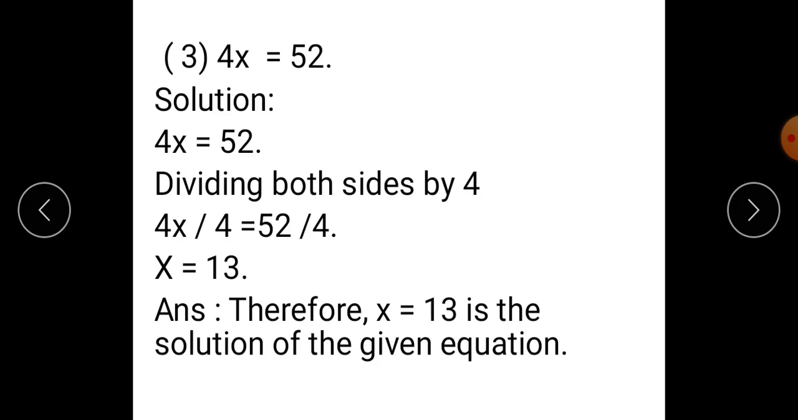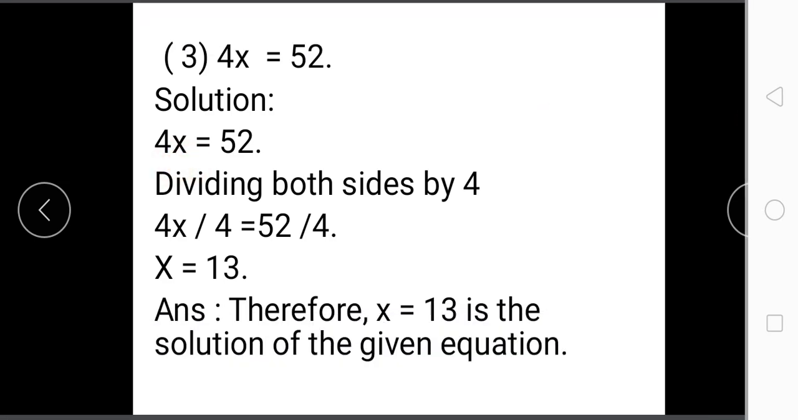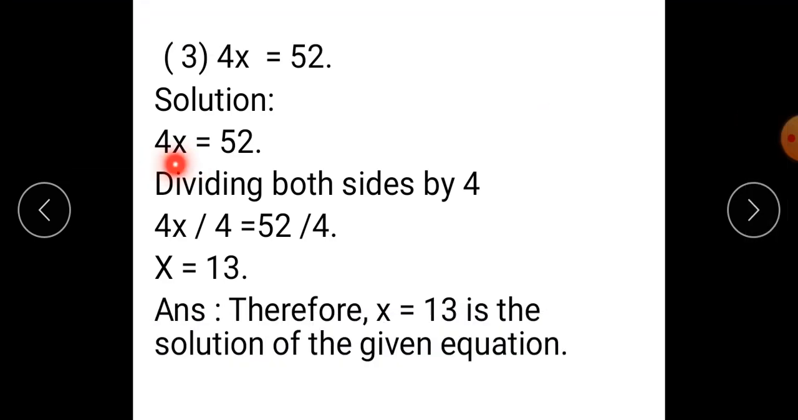Next sum, 4x is equal to 52. 4x means 4 into x is equal to 52. Solution, 4x is equal to 52. Now here, students, here variable is attached with the number by multiplication sign. Therefore, we have to use the operation opposite to multiplication and it is division. Therefore, dividing both sides by 4.